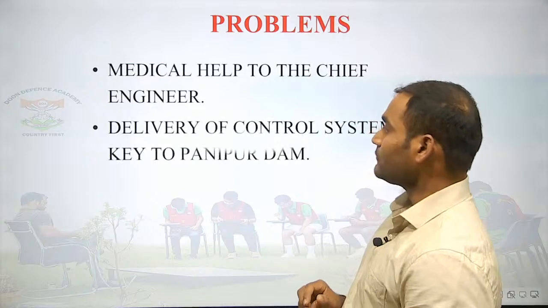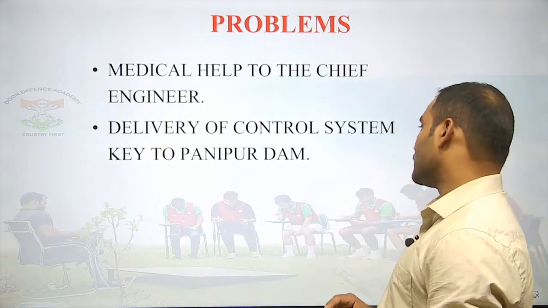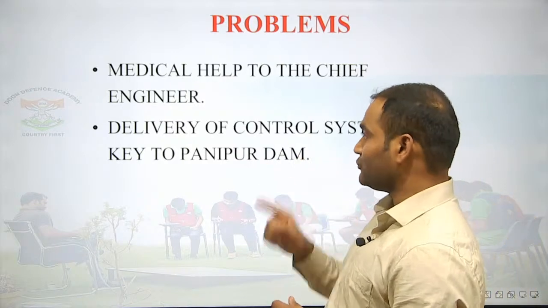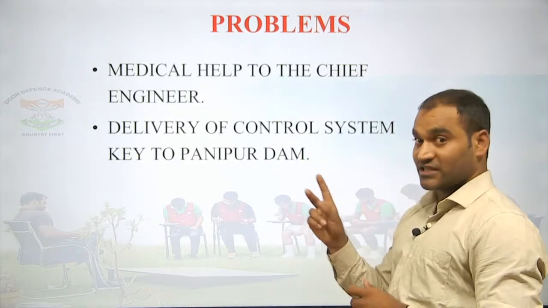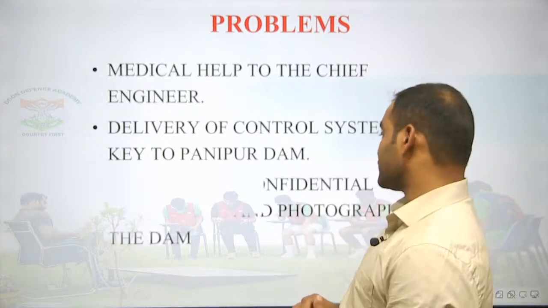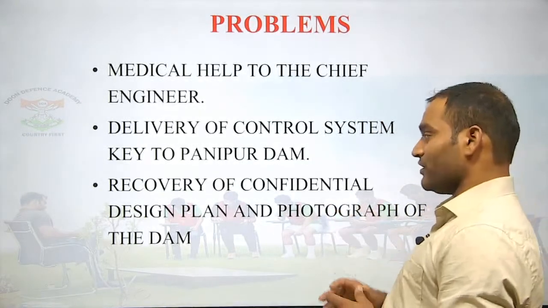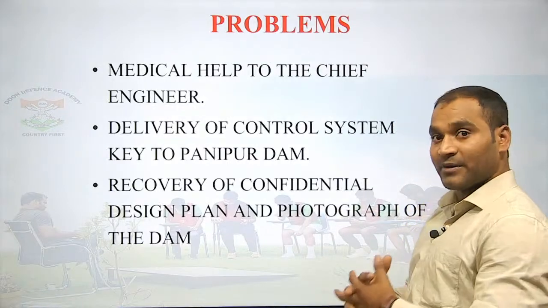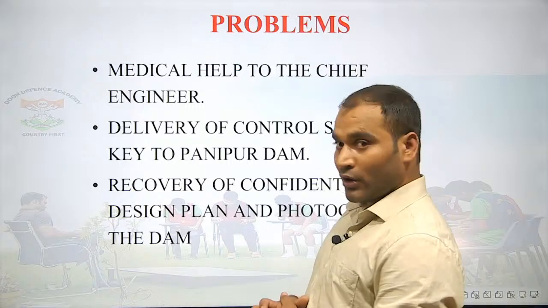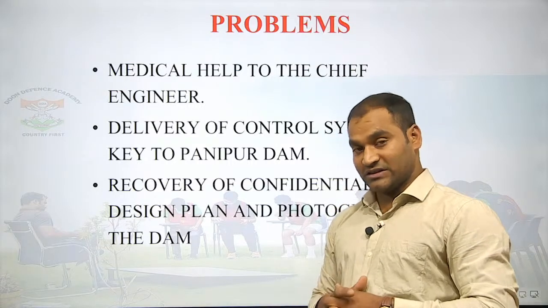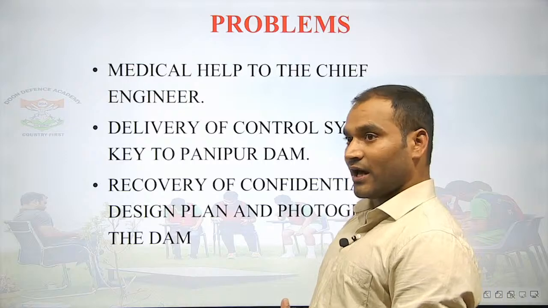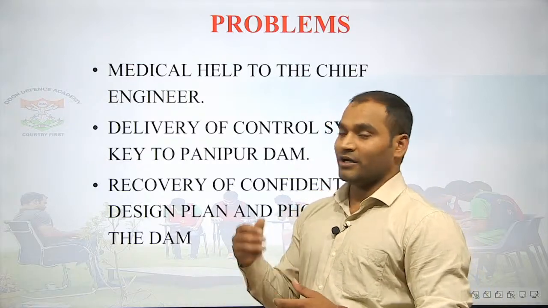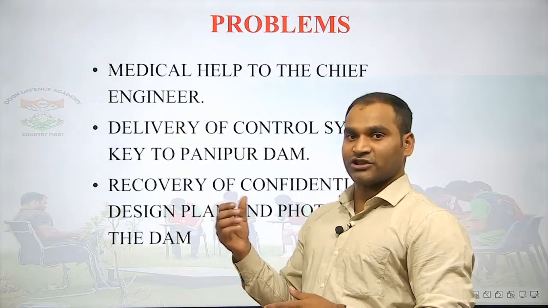After this, delivery of the control system key to the Panipur dam, this is the second. So, you have to visit the dam and then deliver the key. This is the second situation. The third situation we have is recovery of the confidential design plan and photographs of the dam. So, you have to be a little bit dynamic here. You are 10 members here, you are on camping, that means you are adventurous guys. You can't just rely on the authorities that they will come and it will be solved. If they are to solve everything, then why is the situation given to you?